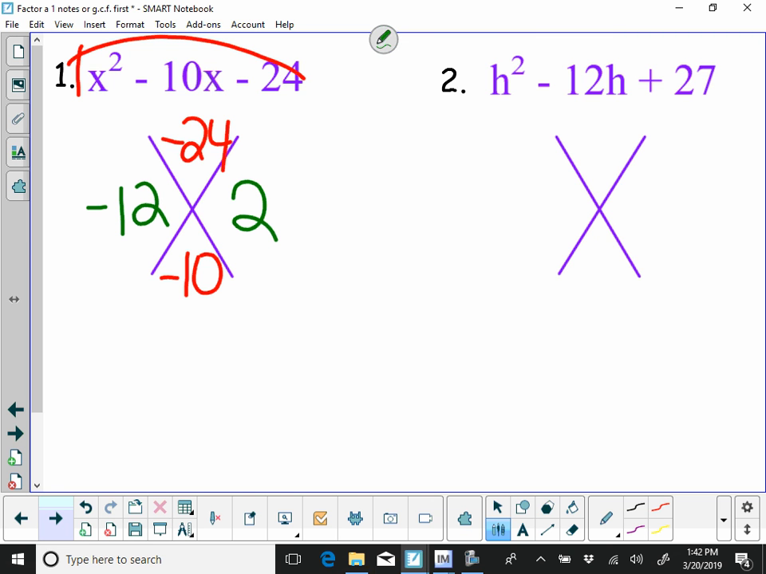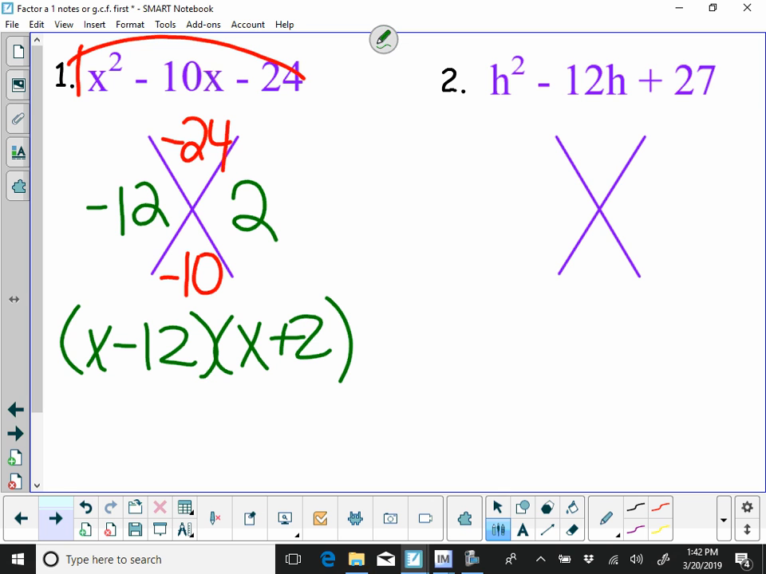Now, here's the only extra step I'm going to add. Your answer's not going to look like an X with a negative 24, a negative 10, a negative 12, and a 2. They're going to take the numbers, negative 12 and 2, and put them in a parenthesis with an x. What would you do if you solved this problem? You would distribute, right? You know what you're going to get? x squared minus 10x minus 24.